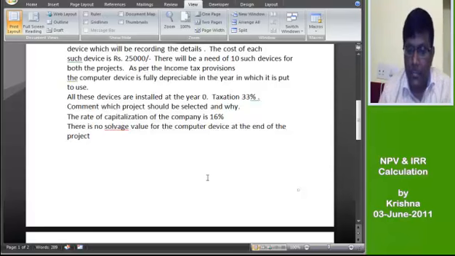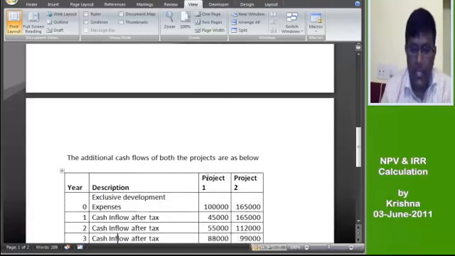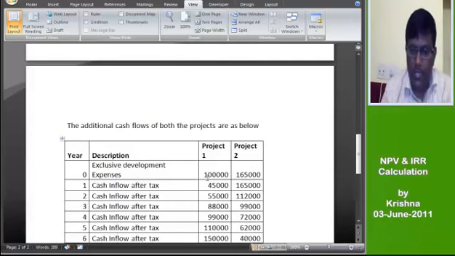The rate of capitalization of the company is 16%. There is no salvage value for the computer device at the end of the project. The additional cash flows of both the projects are as below. In the 0 year, there is an expense for exclusive development expenses, 1 lakh for project 1 and 1,65,000 for project 2, and for 6 years they have given cash inflows after tax.